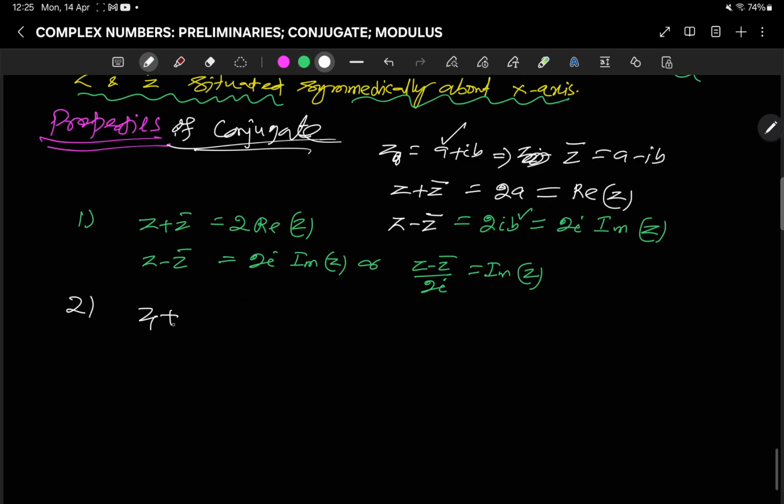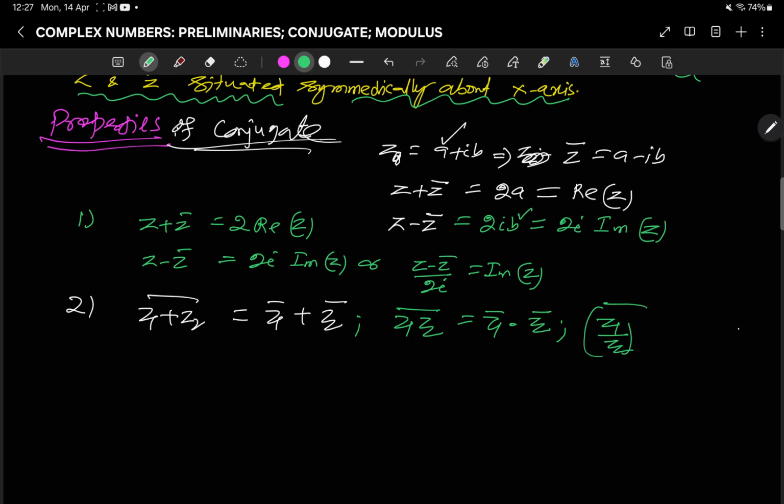I can write the conjugate of z1 plus z2 as z1 conjugate plus z2 conjugate. Similarly for minus. Now it will not work for here, minus, okay? And similarly, the conjugate of z1 into z2 is z1 conjugate into z2 conjugate, and similarly the conjugate of z1 by z2 is z1 conjugate by z2 conjugate, provided z2 is not equal to 0. Okay, coming to the third property, z conjugate whole conjugate is equal to z.